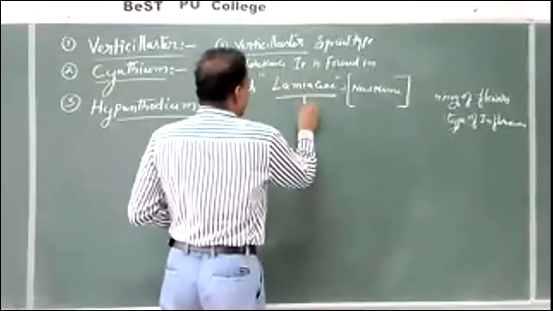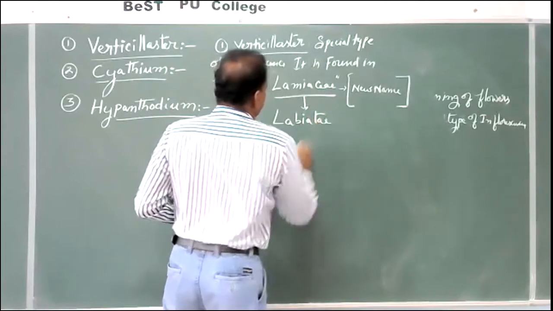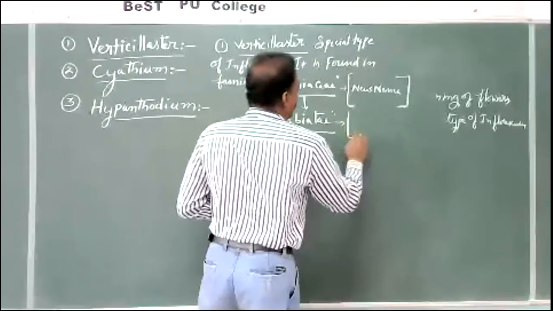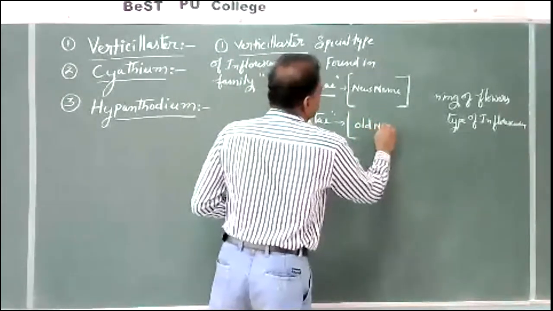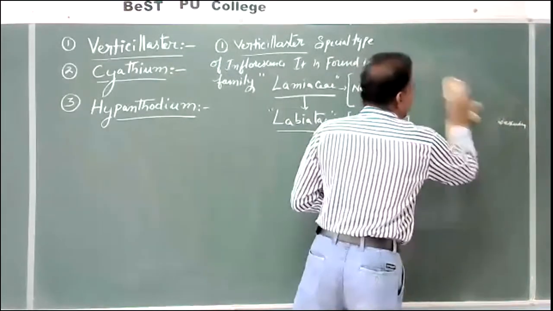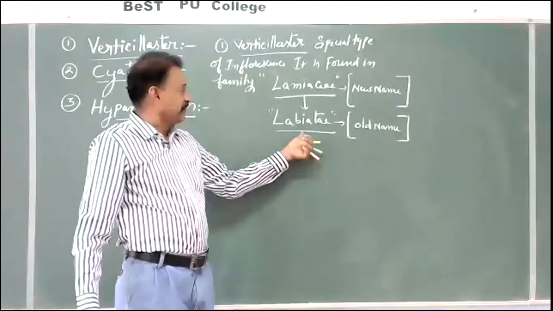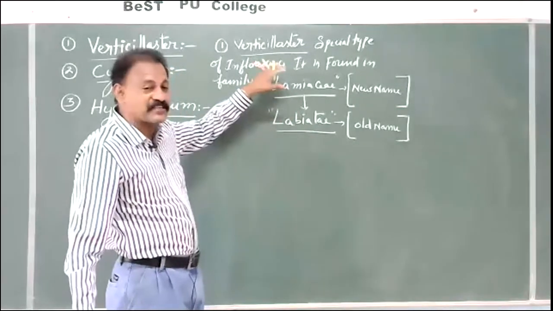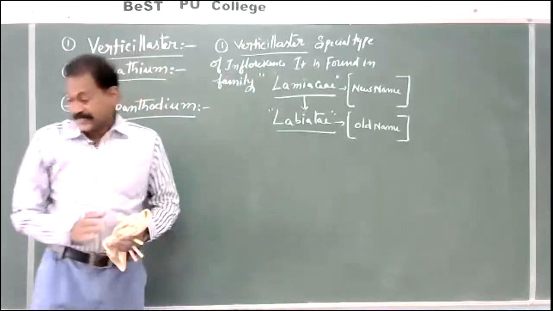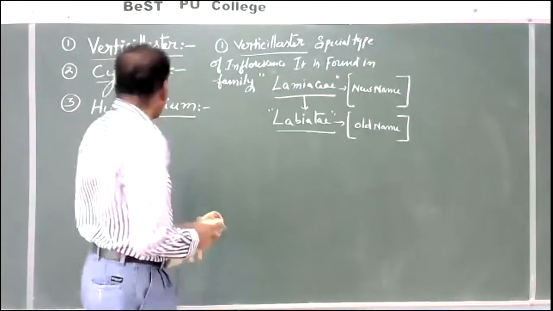But its old name is Labiatae. This is the old name. So in the family called Lamiaceae or Labiatae, verticillaster, a special type of inflorescence, is present and seen. What is this inflorescence? What are the characteristic features of this inflorescence? See here.